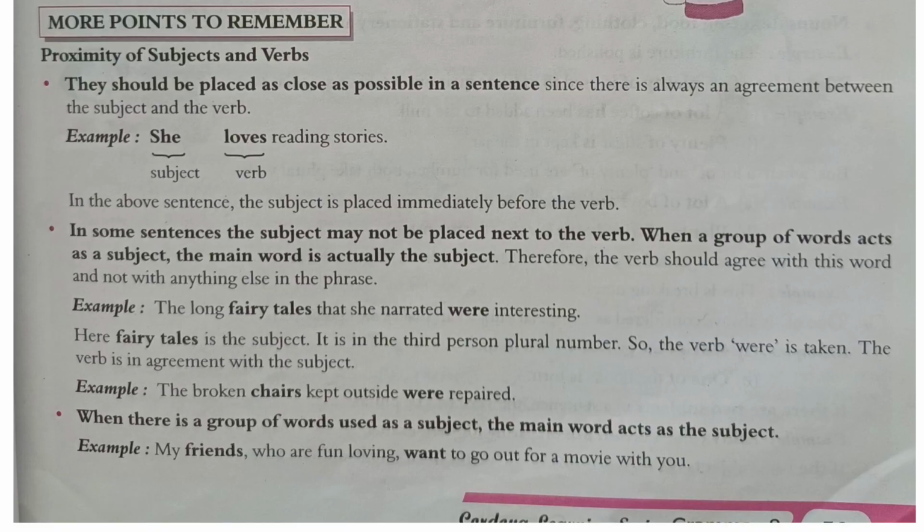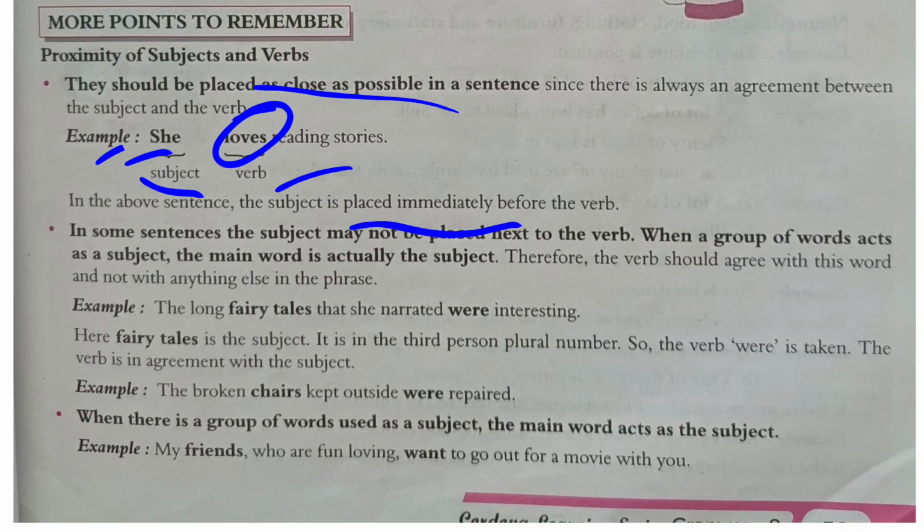Now, more points to remember. Proximity of subjects and verbs. They should be placed as close as possible in a sentence, since there is always an agreement between the subject and verb. So, she is subject here and loves. It is a singular form according to she, right? So this is verb. In the above sentence, the subject is placed immediately before the verb. In some sentences, the subject may not be placed next to the verb.